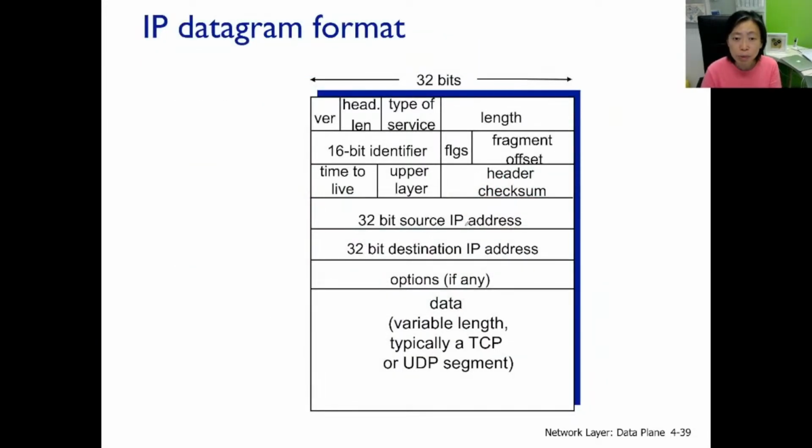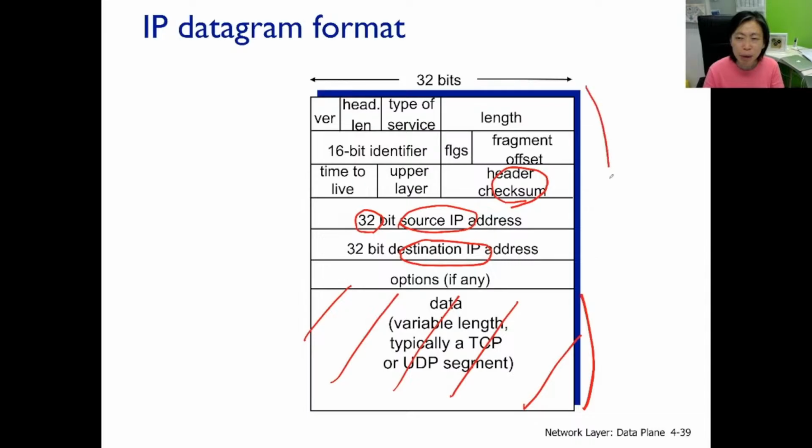Now the two most important fields are the source IP address and the destination IP address, each 32 bits long. Second, the header checksum. The reason this is important is because we did have what? A TCP or UDP checksum that would ensure the integrity of this part of the packet. What about the header part of the packet? We needed a checksum here to ensure the header part also does not have any bit errors.